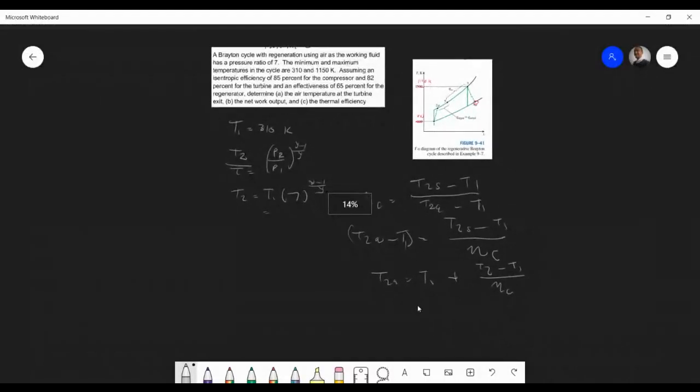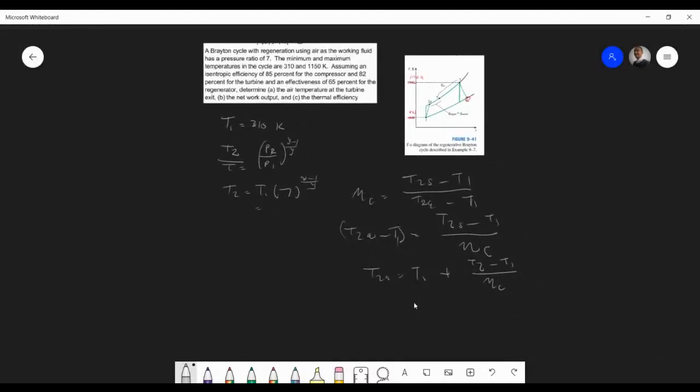I'm a bit behind on my thermo studies. When you say T2S and T2A, what do you mean by that? Mr. Doyle, remember, we have the ideal cycle, then we have the actual one. We include isentropic efficiencies for the compressor and the turbine, and that's what I'm doing over here. So the S is the ideal, and the A is the actual value.